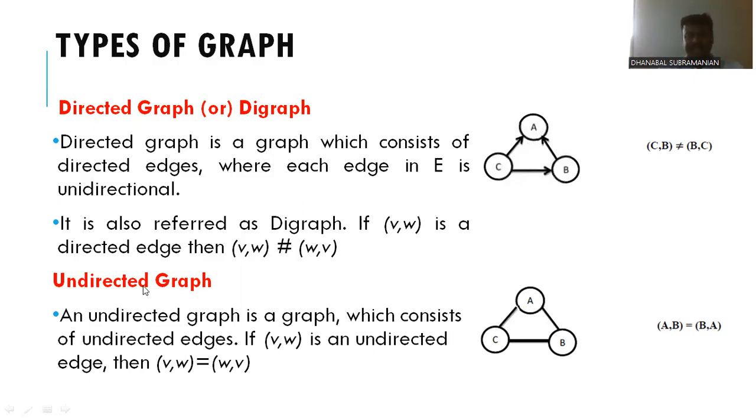Then, what do we mean by an undirected graph? The vertices have no direction in the path from one vertex to another using edges. It's called an undirected graph. Here (A, B) is equal to (B, A).